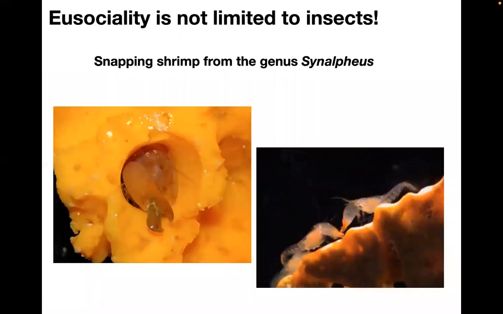And also it's in other groups as well. So this is a snapping shrimp from the genus Synalpheus, and these are aquatic eusocial organisms, and they live in sponges. And eusociality has apparently evolved at least 3 times in this group of shrimp. And it's thought to have potentially evolved because of their sponge living. There's a lot of competition for these sponge habitats, and I guess the hypothesis is that might have led to eusociality. It also seems that a style of living with your close kin is part of the prerequisite for eusociality evolving.